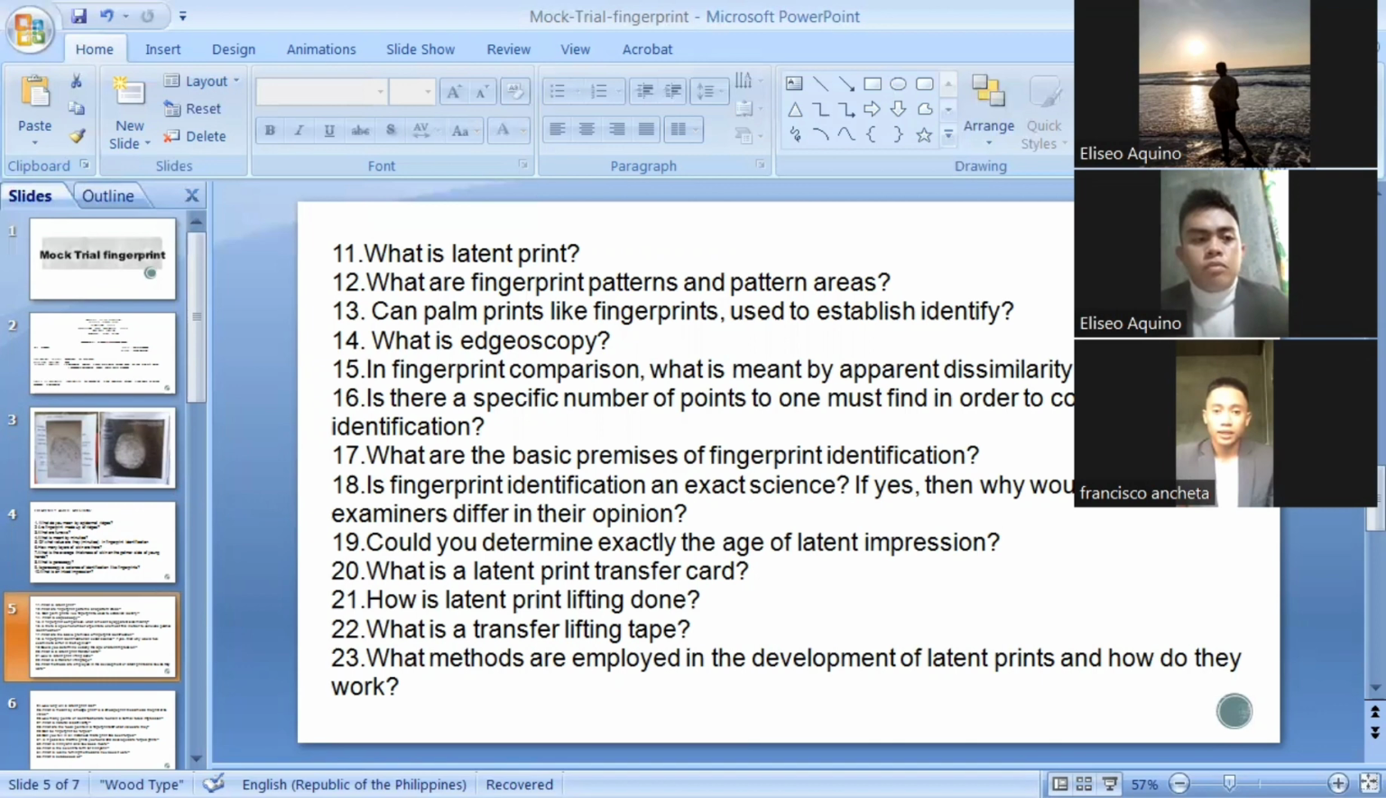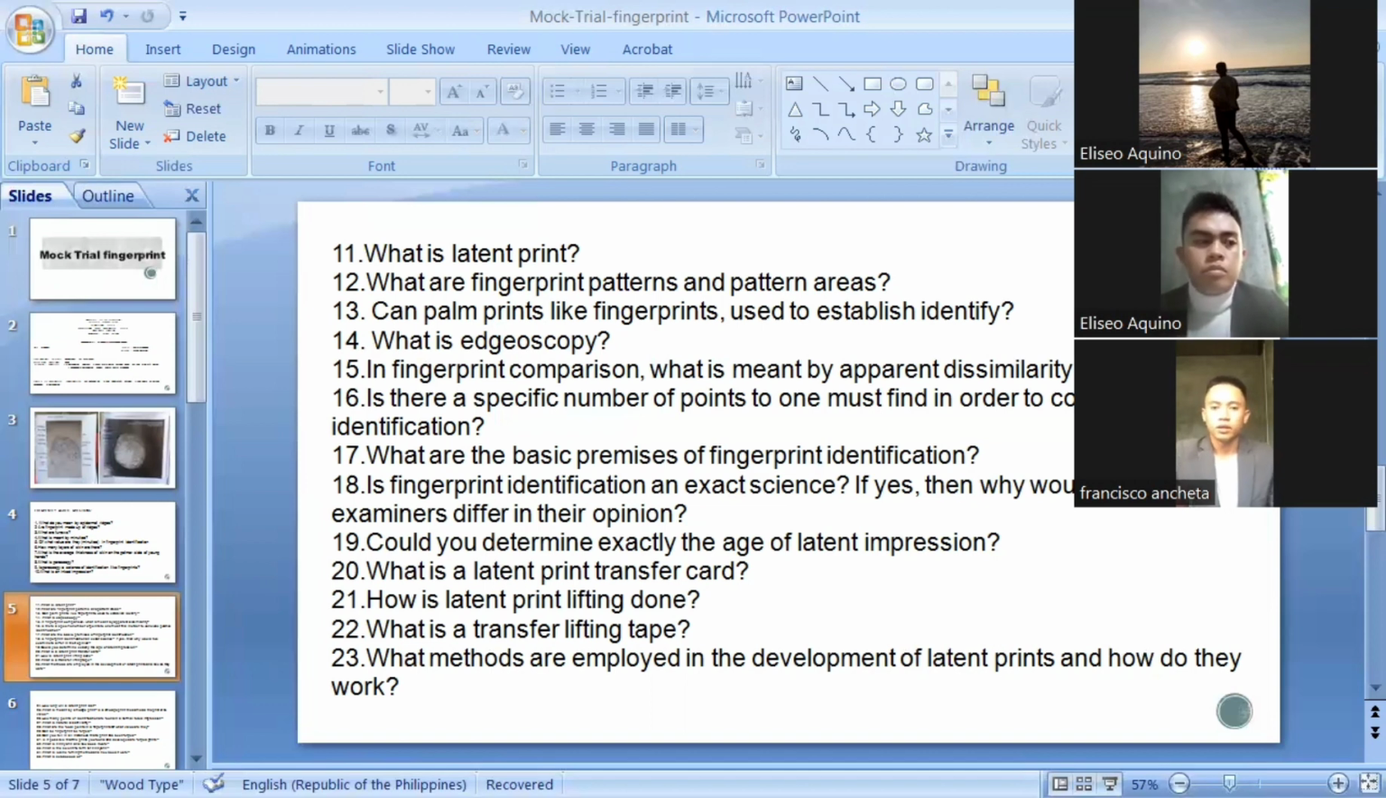Next is palm prints. Like fingerprints, they are used to establish identity. Palm prints are generally accepted by the forensic science community as a positive identification. Palm prints can be used for criminal, forensic, or commercial applications. Next is, what is edgeoscopy? Edgeoscopy is a method of identification through the examination of the unique details and characteristics found along the edges of individual fingerprint ridges.